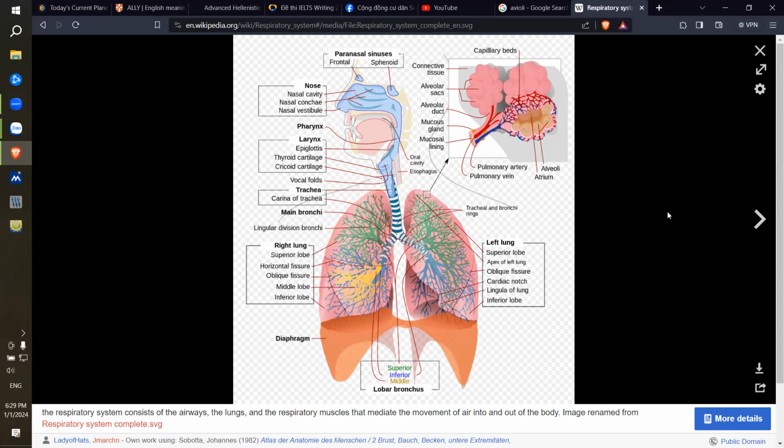And that's why you need surfactant as well. To reduce the surface tension, you have a substance called surfactant secreted by cells in the alveoli.